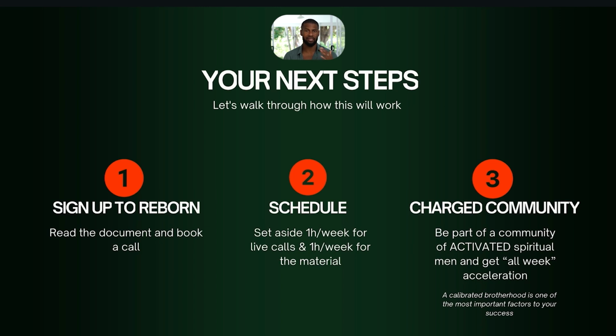I hand screen and hand select everyone who comes in. Read the document. We would have a chat to not just see if you're in alignment or if you can make the payment. That's not the first thing. The first thing is whether you are actually ready on a soul level to activate these deep levels of work that we're going to go through. If you're ready, then I show you the next steps.